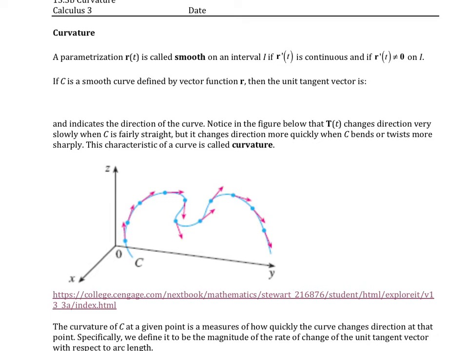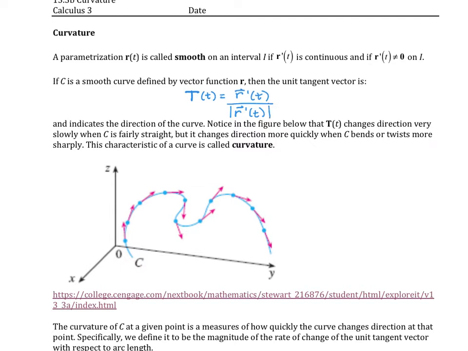So if C is a smooth curve defined by that vector valued function r, then we define the unit tangent vector, and we looked at this last time. We'll call that vector capital T. T of t equals the derivative of r of t divided by the magnitude of the derivative of r of t. And we looked at that last time.